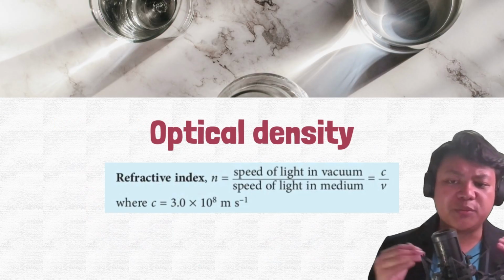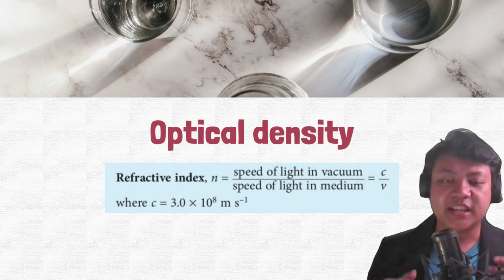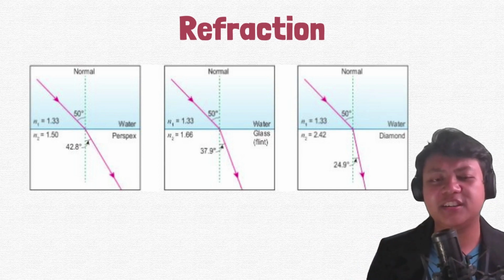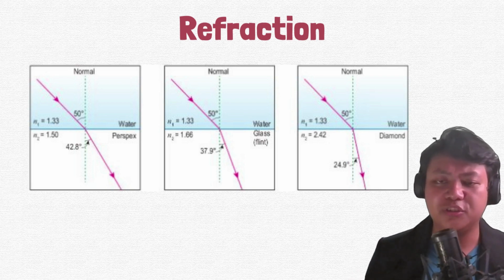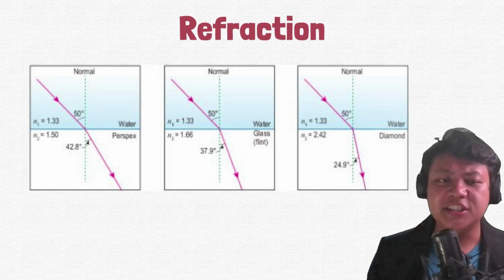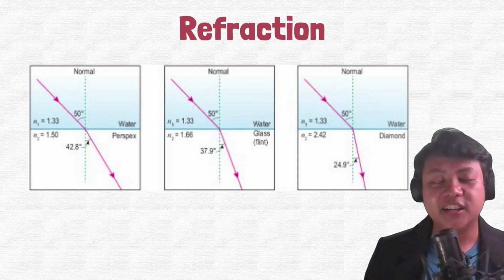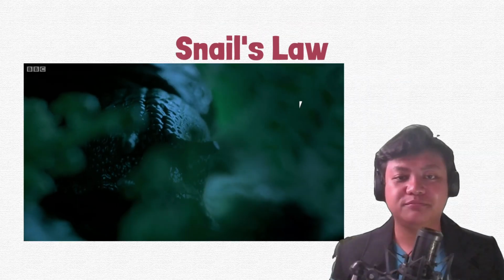So what is optical density? Optical density or refractive index can be calculated by using this formula. As you can see here, as the refractive index increases, the refracted ray gets closer and closer to the normal line. You must be asking, what is the relationship between refractive index and the angle of incidence and refraction? It can be explained through Snell's law.